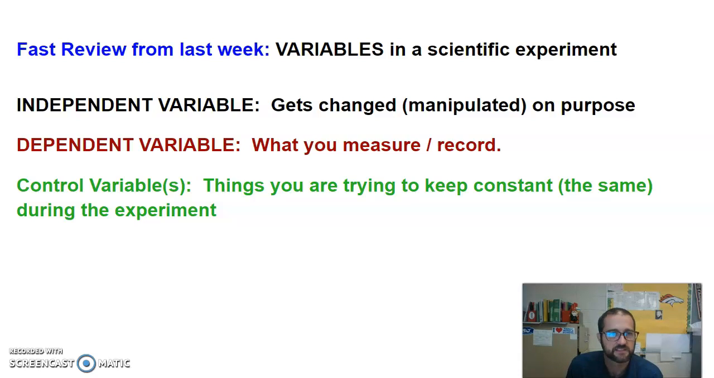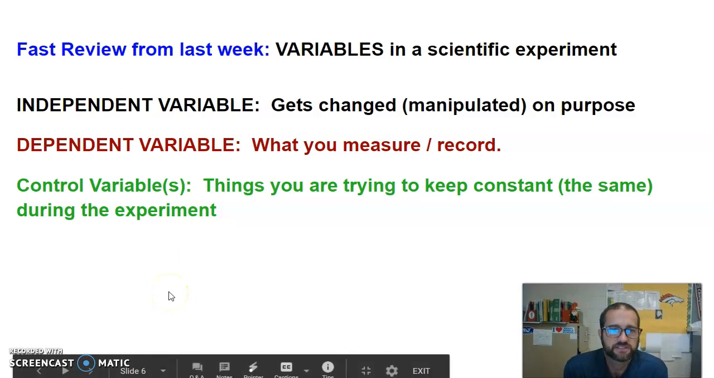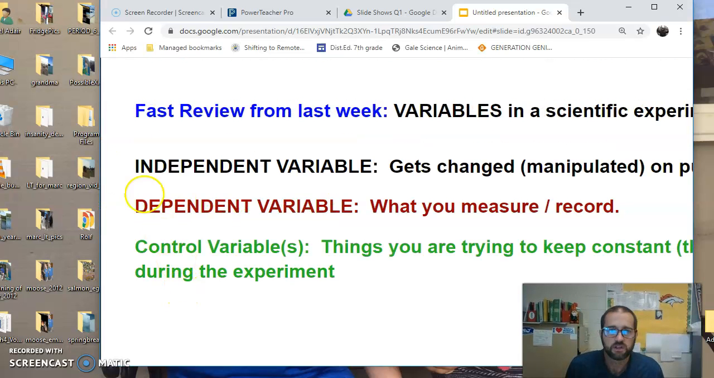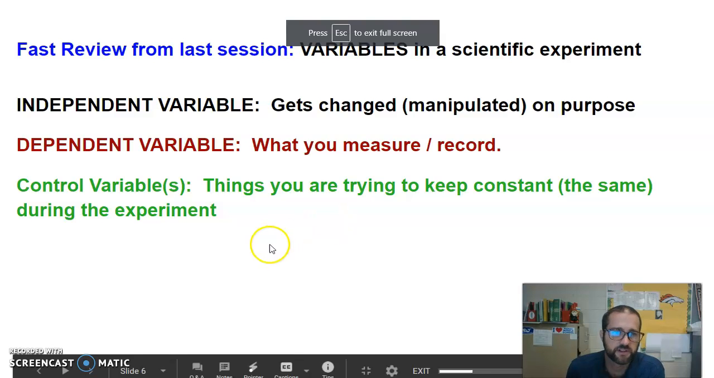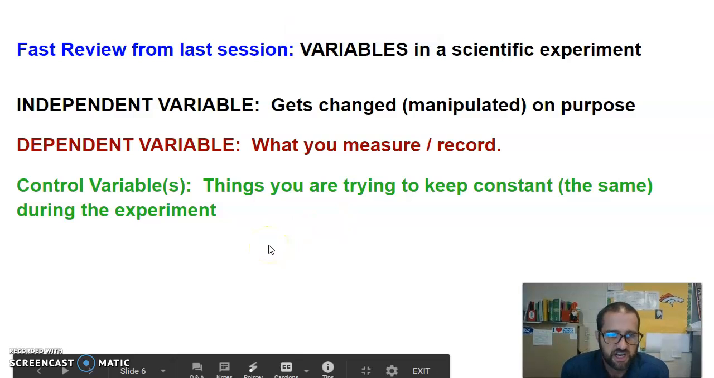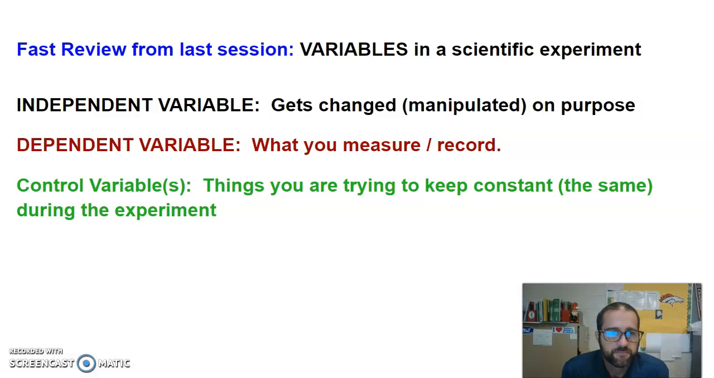You decide today. Okay, let's do our fast review from last session. So variables, and we just talked about this live after we went through our data. Independent variable, that's what you changed or manipulated on purpose. Dependent variable, what you measure or record. Dependent variable was time for everybody on their pendulum activity. Control variables, remember these are things you're trying to keep constant or the same during an experiment.